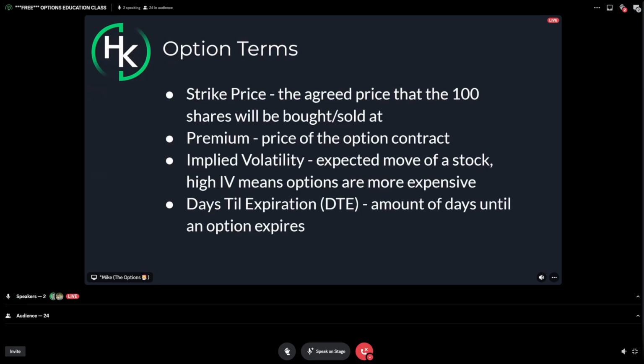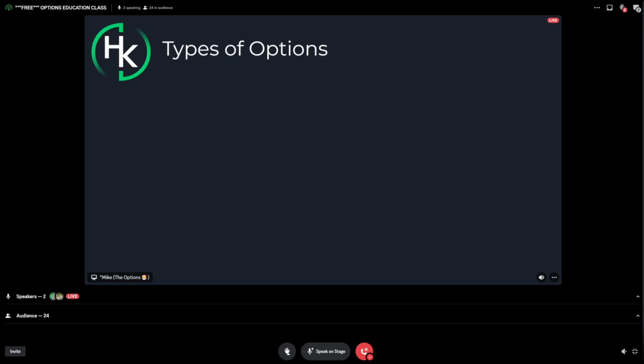DTE stands for days until expiration, and that's just the amount of days until the option expires. So now we're going to go over the two different types of option contracts that you can trade.